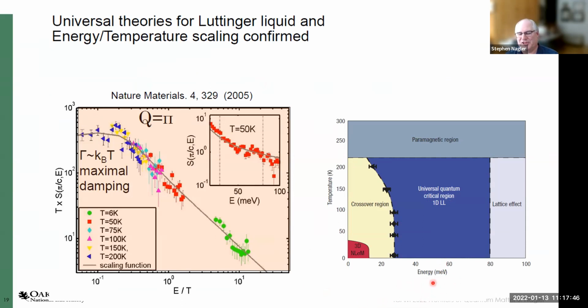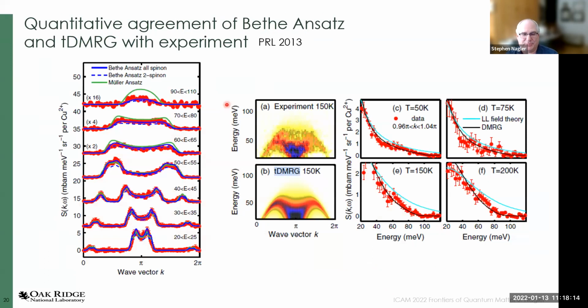So here's a sort of energy versus temperature diagram. In the ordered regime, this corresponds to the 3D nonlinear sigma model, where I might see the Higgs mode or other behavior. We call it a crossover region. But depending on where you are in energy and temperature, this thing looks purely like a 1D Luttinger liquid in the critical state, and it exhibits this E/T scaling. So you can get a lot of information out about that.